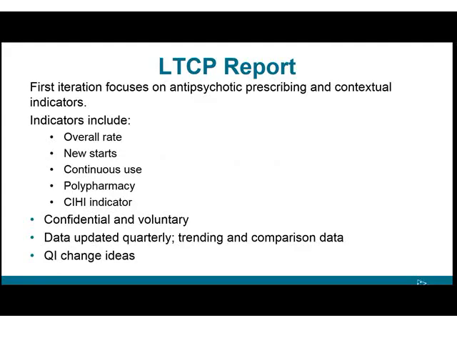The indicators that we report on include the overall rate of antipsychotic prescribing, prescribing for new starts of antipsychotics, continuous use of antipsychotics, polypharmacy, which we define as the use of two different antipsychotics concurrently, and we also report on the CHI-HI indicator, the inappropriate antipsychotic use indicator that CHI-HI puts out.